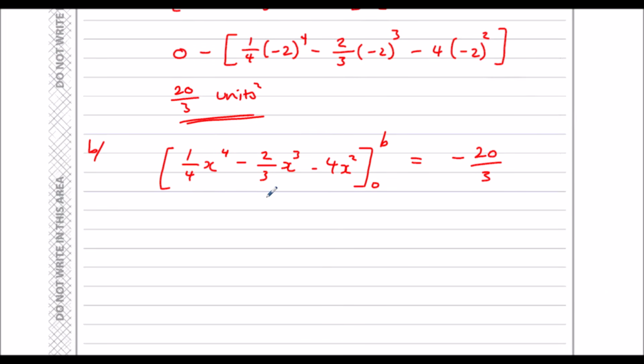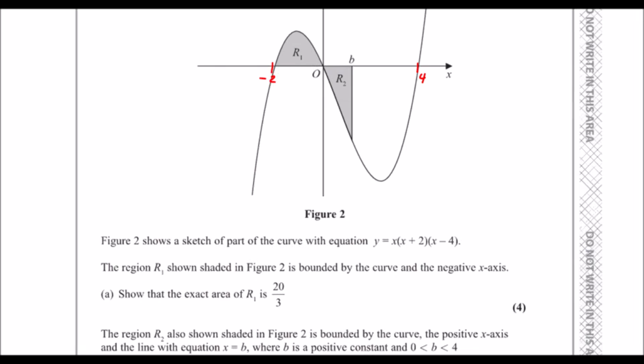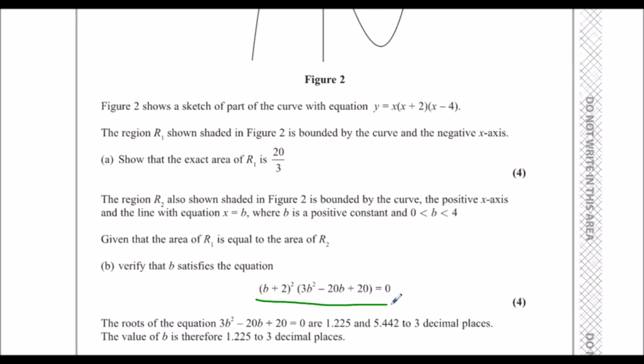And, well, if we substitute in b, we're just going to get 1/4 b to the power of 4 minus 2/3 of b cubed minus 4b squared, and then take away 0, which we can just leave, equals negative 20 over 3. And now it's just a case of getting this to look like this. So it's a rearrange of what we've got now to make it into this form.